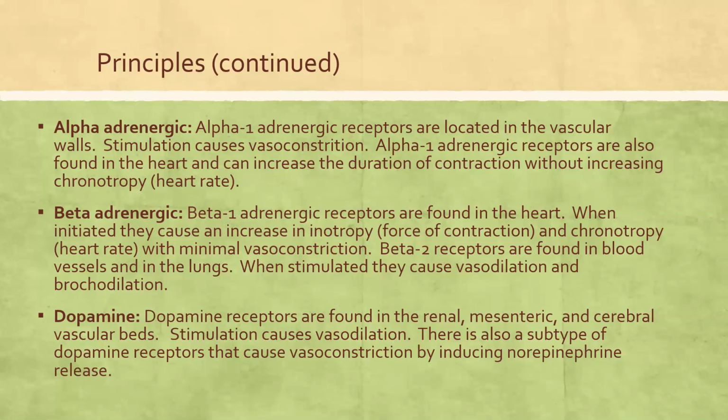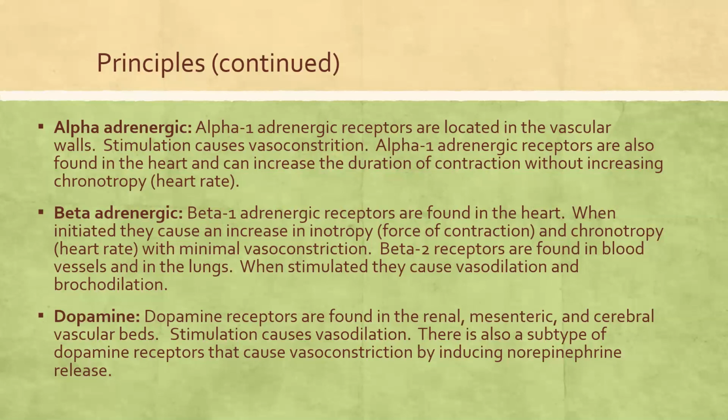Beta 2 receptors are found in our blood vessels and in our lungs, and those cause vasodilation and bronchodilation. So alpha 1: vasoconstriction, an increase in the duration of the contraction. Beta 1 is located in our heart, and they increase the force of contraction and the rate of contraction. Beta 2 receptors, when we stimulate those, those are in the blood vessels and the lungs, and they cause vasodilation and bronchodilation. So do you see how beta 2 is opposite to alpha 1?